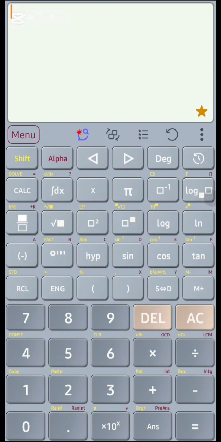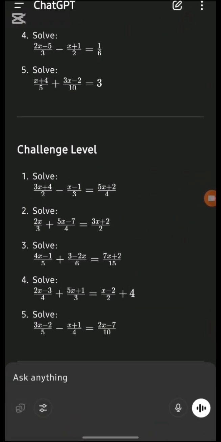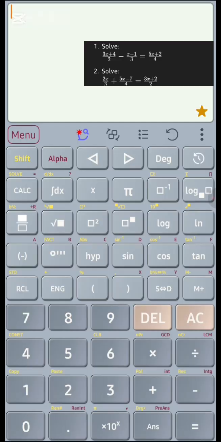So I asked ChatGPT to generate some questions for me. So let's check them out. Right. So I want to try and solve the first question here with the calculator. So you can feel free to pause the video and try if you can solve it with your calculator. Okay, I think you are done with it. Let's all do it together. So we're going to try it with a calculator.